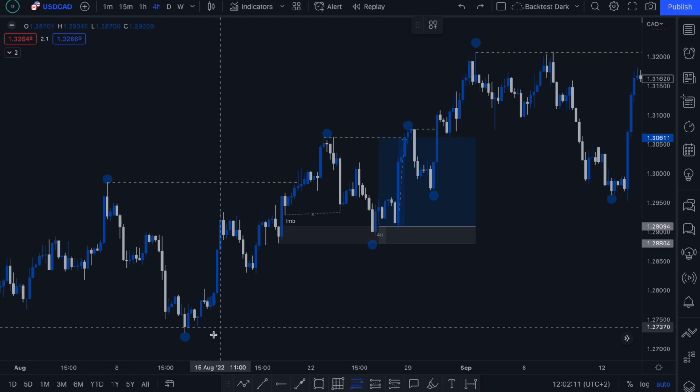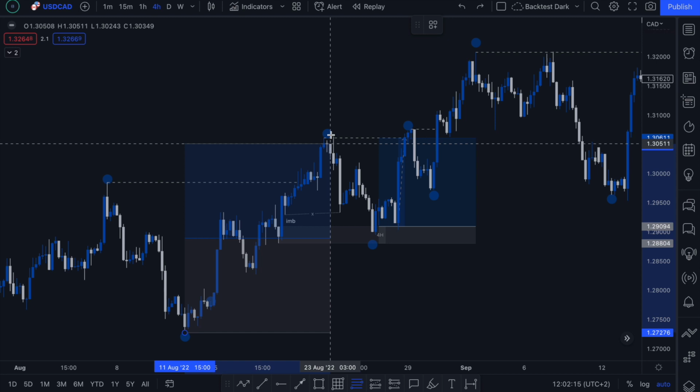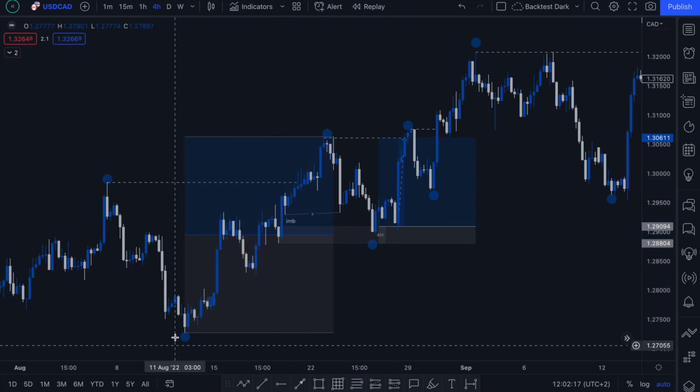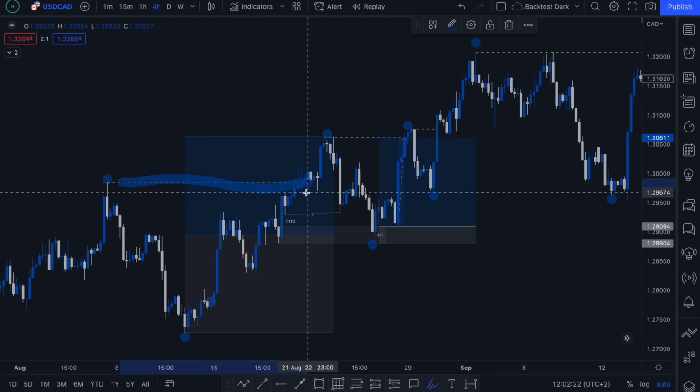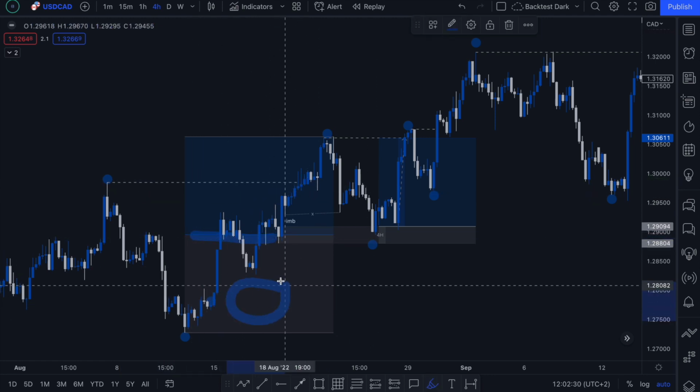So if we bring on our fib tool and we mark out our premium and discounting, remember you're going from your swing low to your swing high. This is my break of structure in there. Okay, we can see that we have our equilibrium in there. This is our discounted pricing.